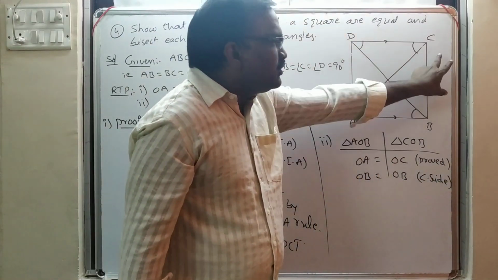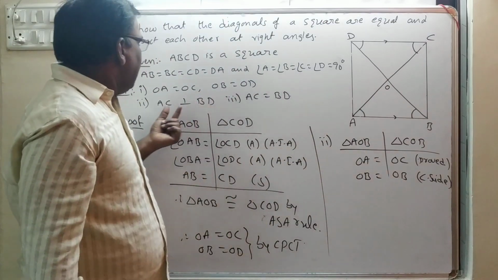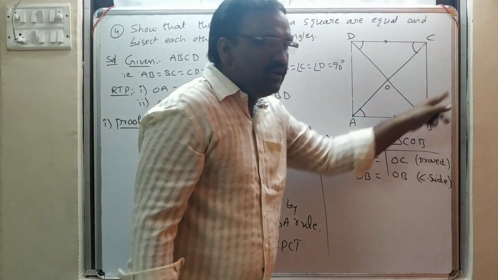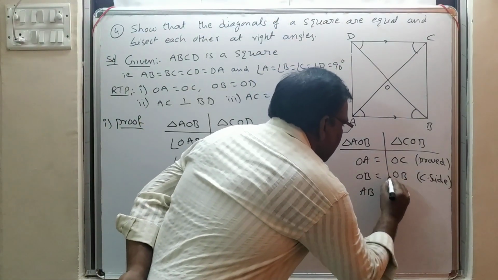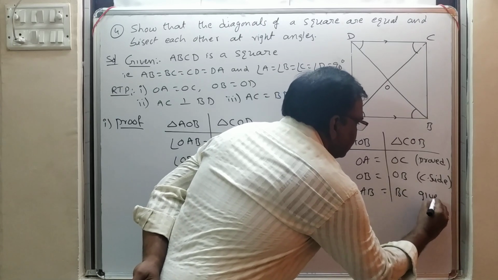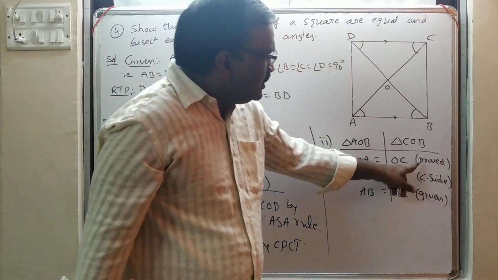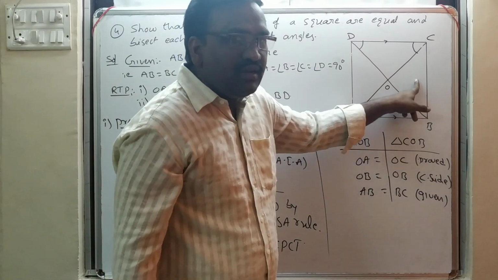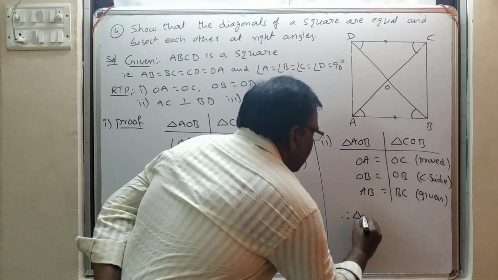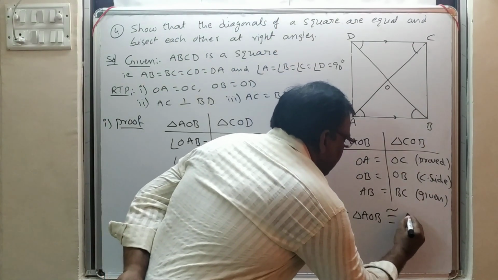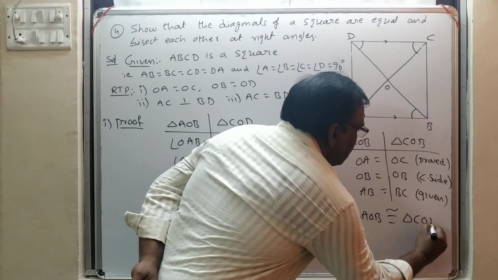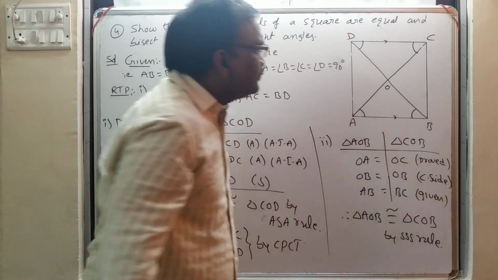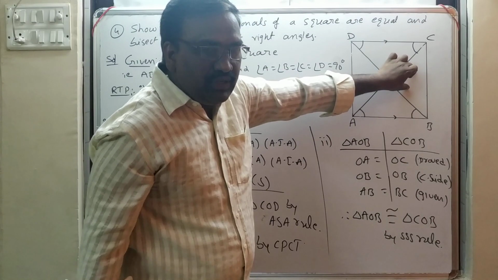Next, AB is equal to BC. All sides are equal. So AB is equal to BC is equal to CD. This is given. So side, side, side. By SSS congruency rule, these two triangles are congruent. Therefore, triangle AOB is congruent to triangle COB by SSS rule. This triangle is congruent to this triangle.